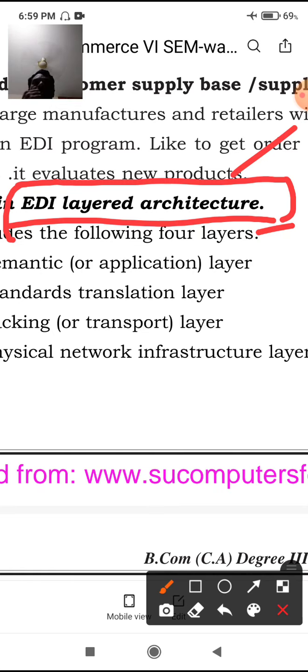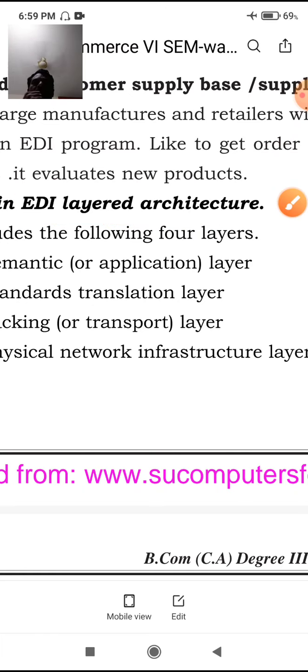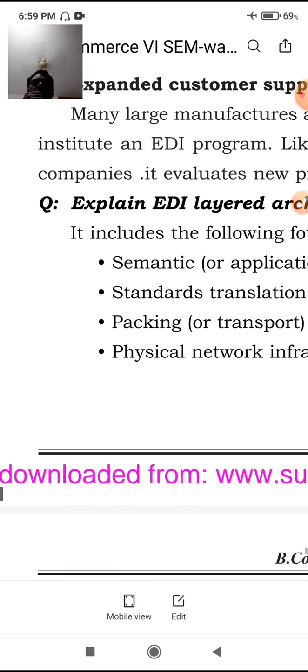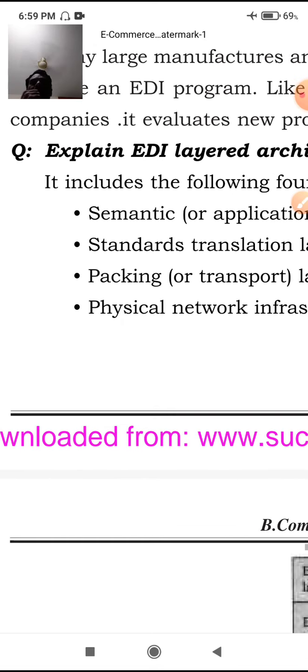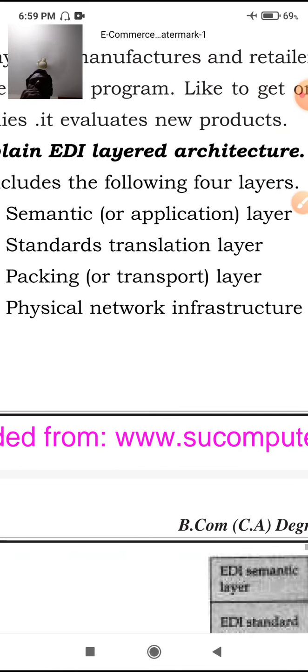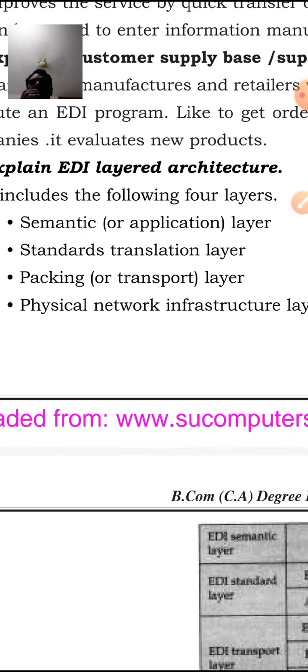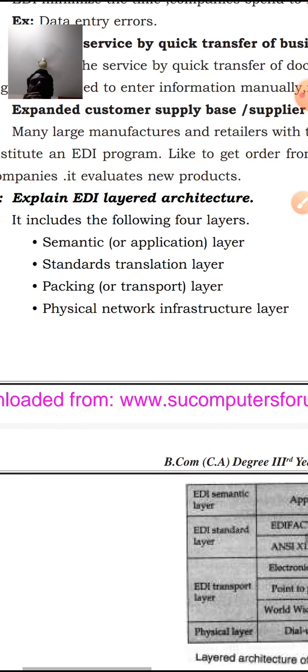So the topic name is called EDI layered architecture. Generally this is asked in the examination. Explain EDI layered architecture. The EDI includes the following 4 layers. Number 1, semantic layer. Number 2, standards translation layer. Number 3, packing or transport layer. Number 4, physical network infrastructure layer.